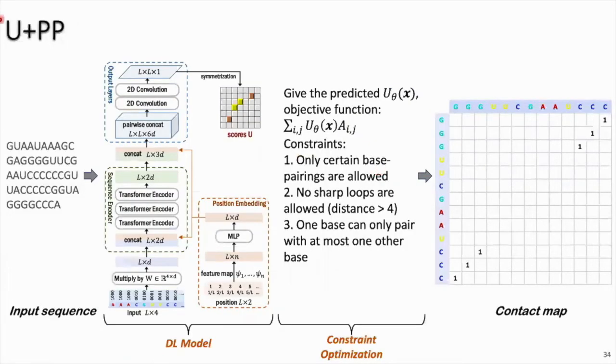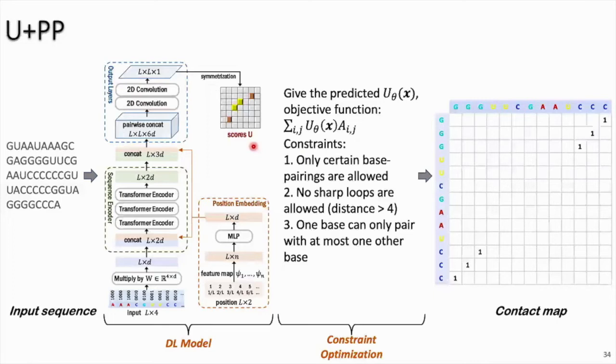We call it U plus PP, where U represents the deep learning model, which can translate the RNA sequence into the U-score matrix. Inspired by the transformer, we stacked several transformer encoder layers to learn the element-wise embedding for each character within the sequence by considering both the sequence information and the position embedding. And then we will convert the element-wise embedding into the pair-wise embedding, which can be further processed by the 2D convolution layers to output the final U-score matrix.